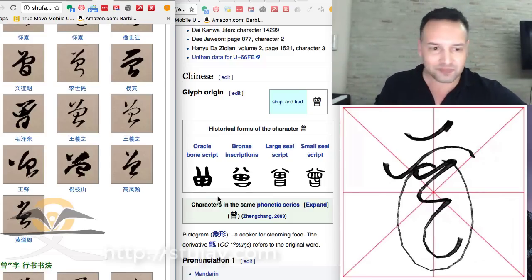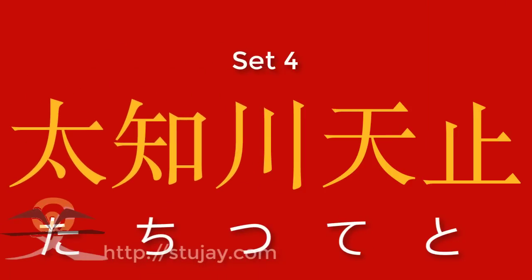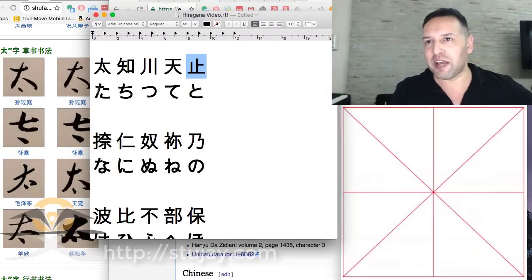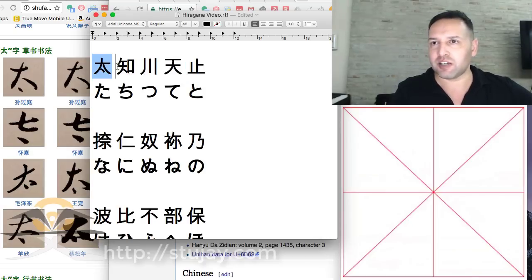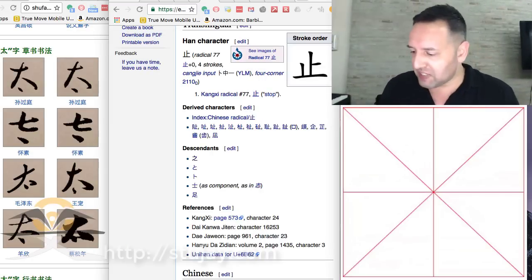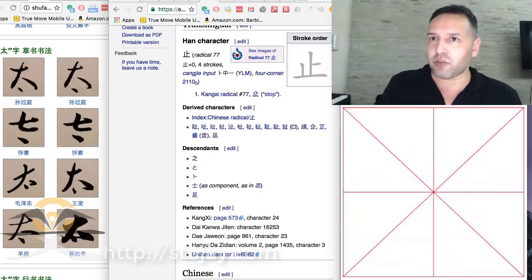Next set. Our next set we have Ta Qi Zhi Zhe To. They've come from Tai Zhi Chuan Tian Zhi. Okay, these guys here. All right, let's see how we got them. Now, this is probably going to be one of the most important ones.